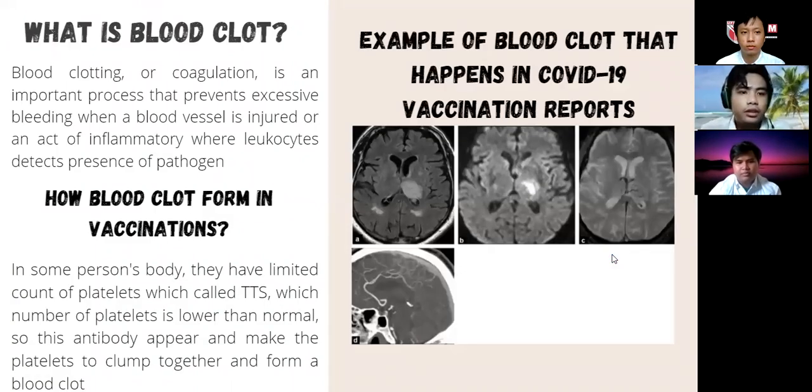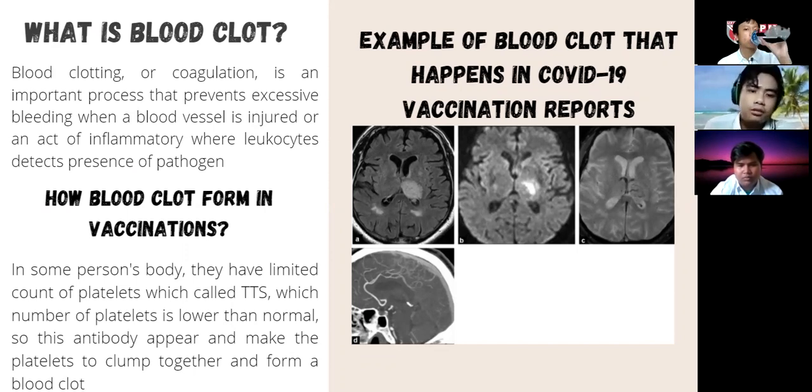Thank you, Aida. So the main problem for our project is blood clot formation after the vaccination. A blood clot is commonly a process that happens if the blood vessel is bleeding, or it is an act of inflammation where leukocytes detect the presence of a pathogen.